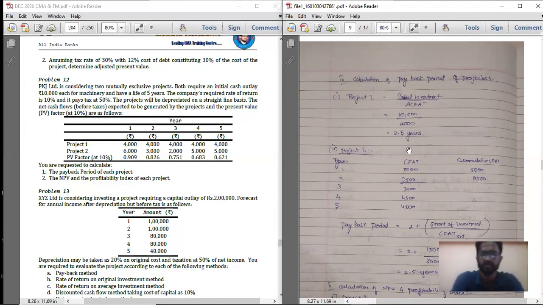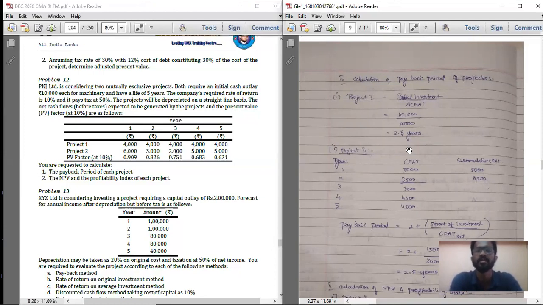So now payback period for project 1 is 2.5 years, because every year the cash flow after tax is same, that is 4,000. You are directly dividing it from the initial investment. You are getting what is the payback period for project 1. So now calculate for project 2. Below that, small Roman number 2, hyphen project 2, underline it.